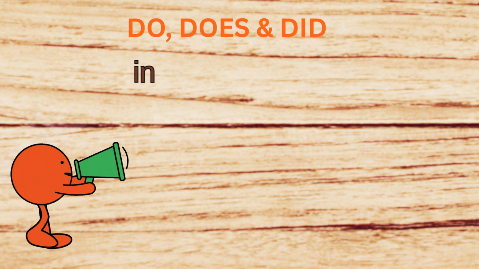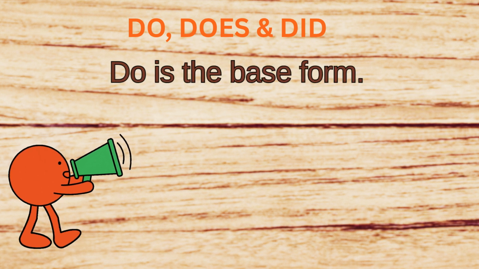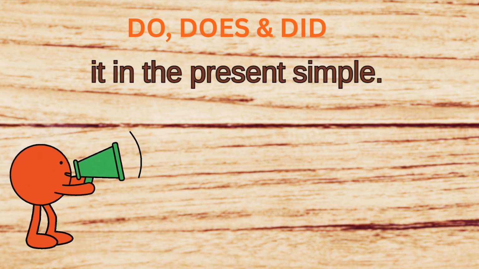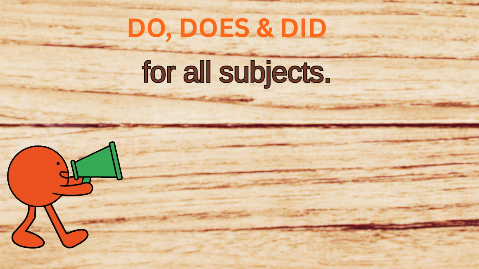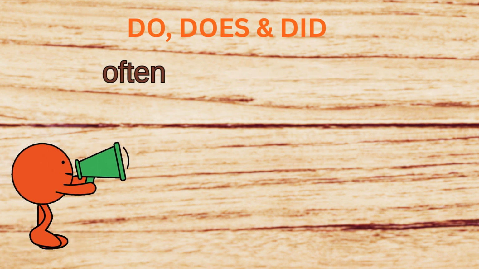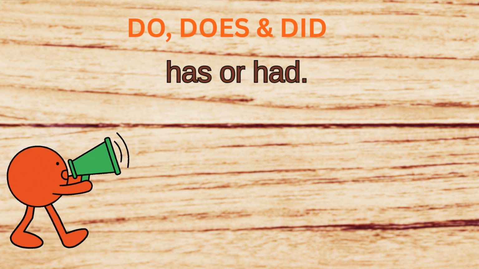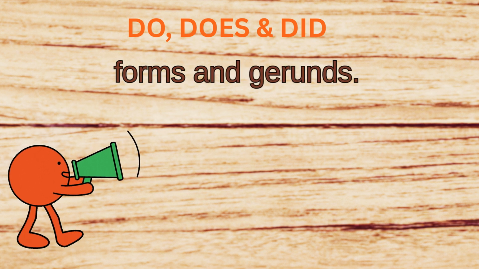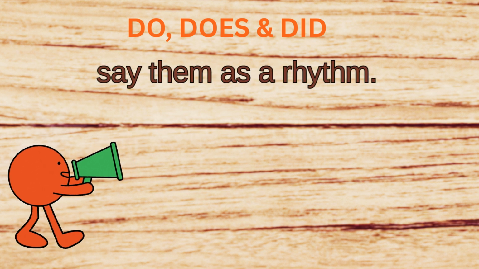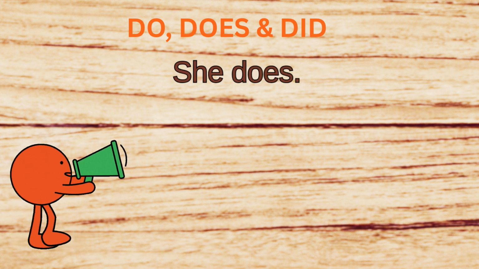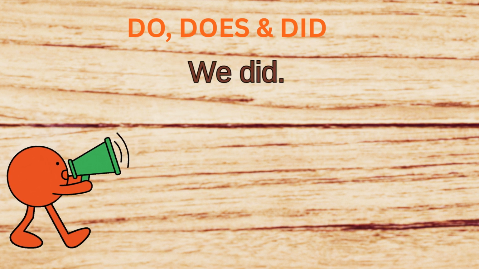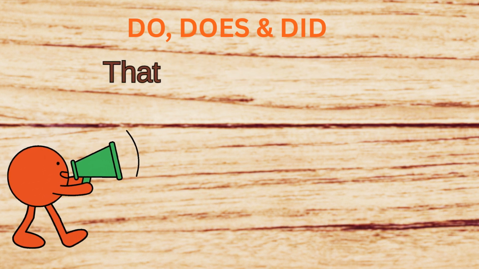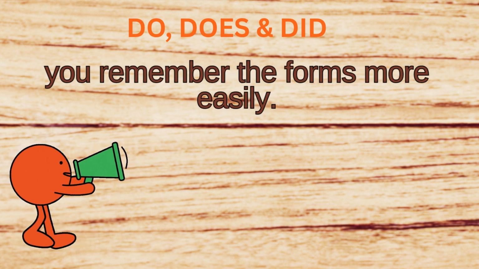Let's do a quick recap in a natural way. Do is the base form. Does is used with he, she, and it in the present simple. Did is the past form for all subjects. Done is the past participle, often used with have, has, or had. Doing is the present participle used in continuous forms and gerunds. Now say them as a rhythm. I do. She does. We did. It is done. We're doing it. That rhythm can help you remember the forms more easily.